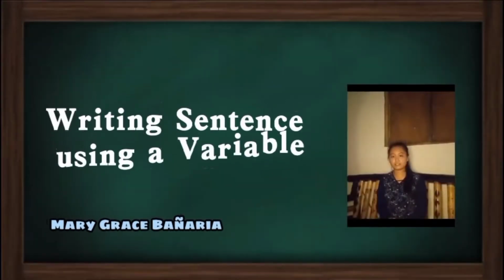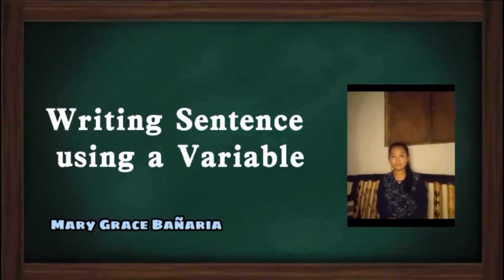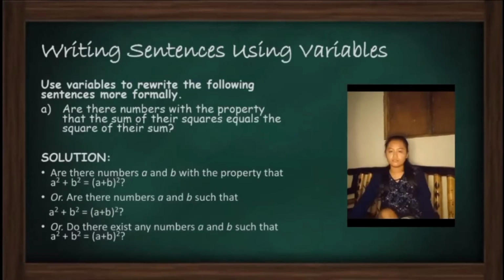Now I'm going to discuss how you write sentences using variables. As you can see, there are some examples on how you write sentences using variables. So here is the example. Example number 1. Are there numbers with the property that the sum of their squares equals the square of their sum? The parameter in this statement is the numbers with the property that the sum of their squares equals the square of their sum. So we're going to substitute it with variables.